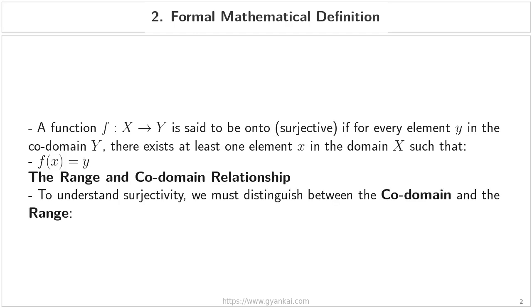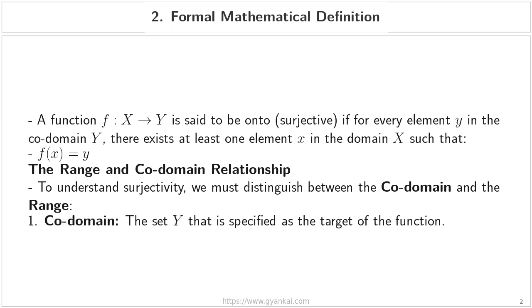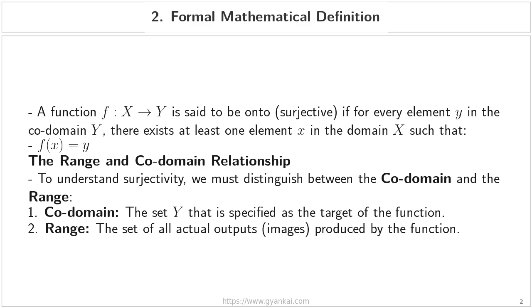To truly grasp this definition, we need to clear up a very important distinction between the codomain and the range, as these two terms are often confused. First, the codomain is simply the set Y that is specified as the target of the function. It is the set of all values that could potentially come out of the function. Second, the range is the set of all actual outputs, or images, that the function truly produces when you plug in every possible value from the domain.